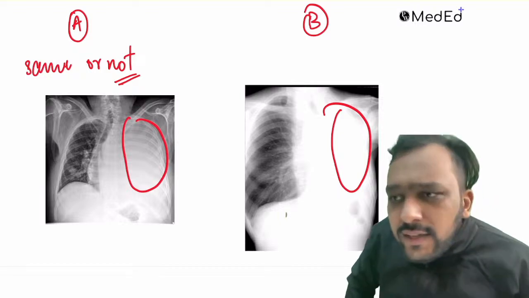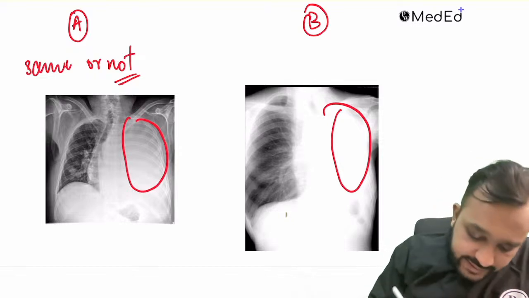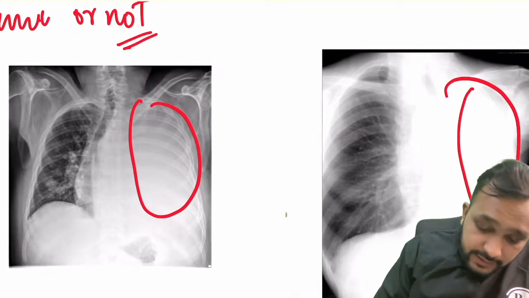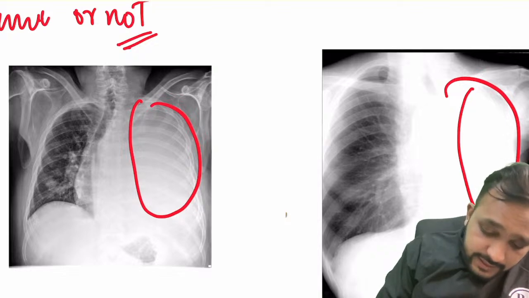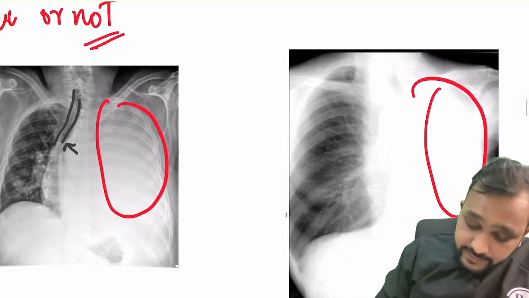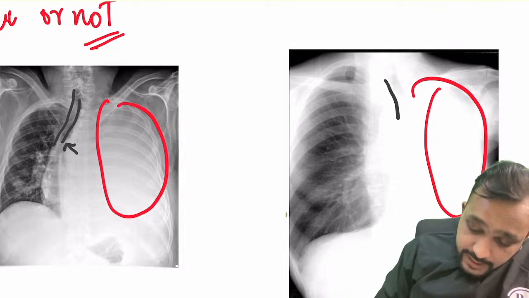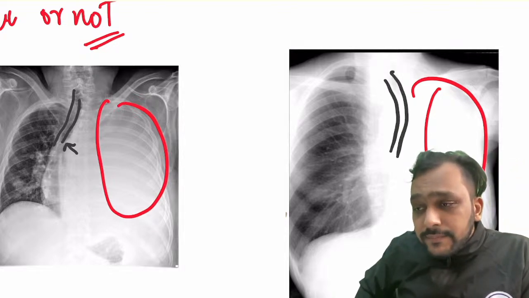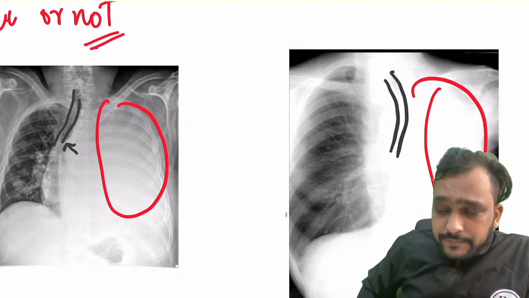So guys, if I look at these x-rays, in the first x-ray, if you can see, the trachea is deviated to the opposite side, and in the second x-ray we can see that the trachea is deviated to the same side, right?